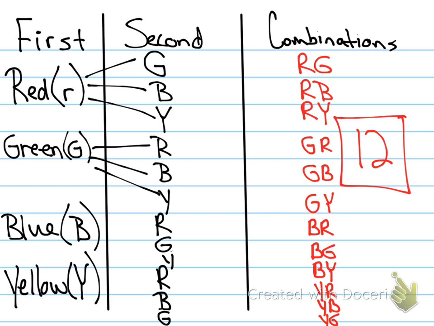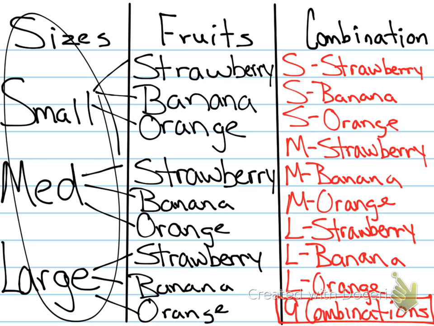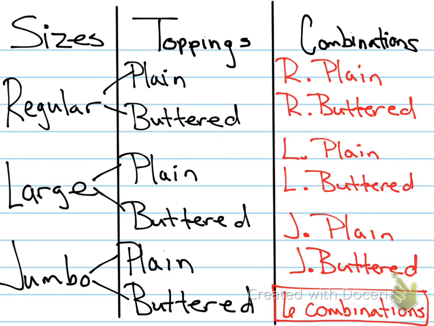Let's go back to the first example. In this first example, how many options were in the first category? 3. How many options of fruit were there? 3. What's 3 times 3? 9. In the second slide, how many size options were there? There are 3 size options, and how many toppings? 2. What's 3 times 2? 6. And 6 was my total.